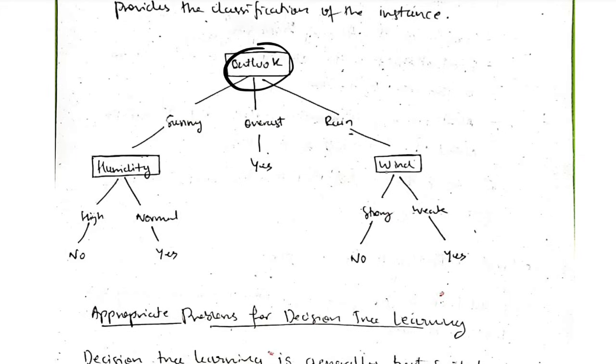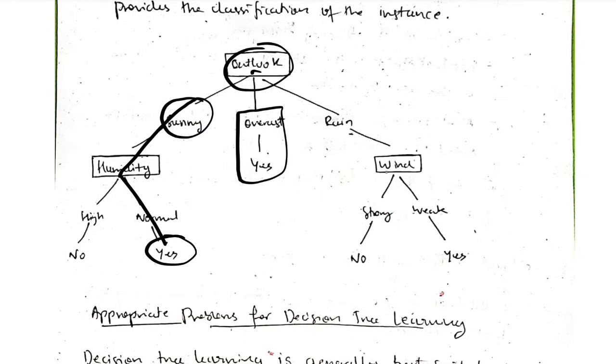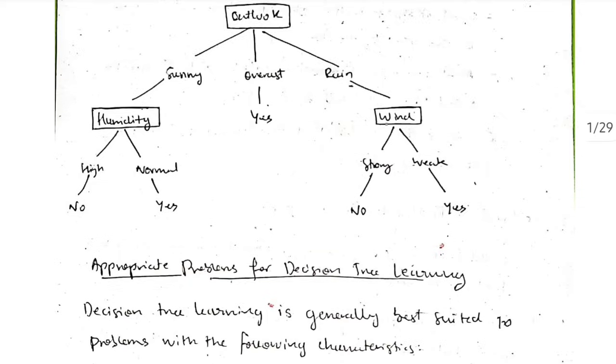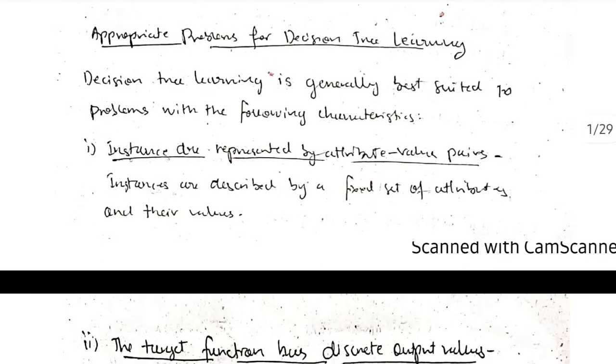So according to his desires, if it is overcast, he will play for sure. If it is sunny and normal, then only he will play. If it is raining and weak, then only he will be able to play tennis. Okay, it's raining and the wind is weak. So we'll be constructing this tree from scratch. We'll be given just a table, and we'll see further how to move ahead with that.